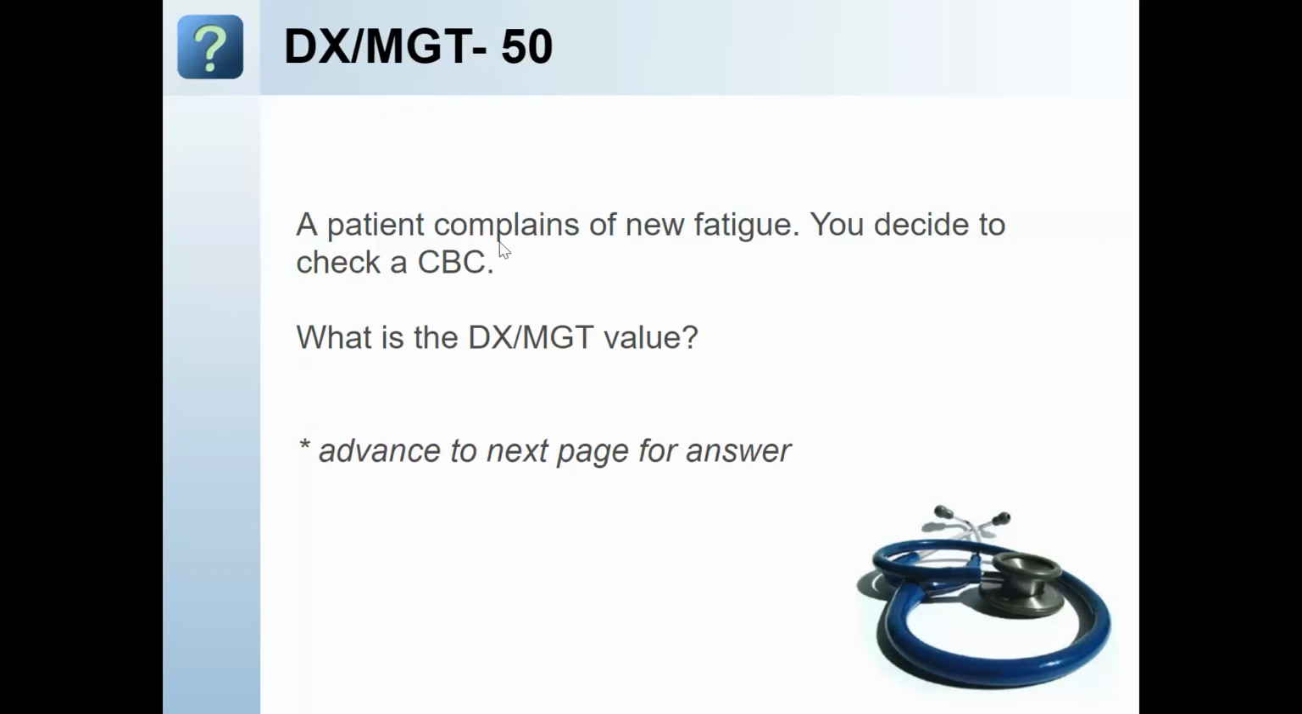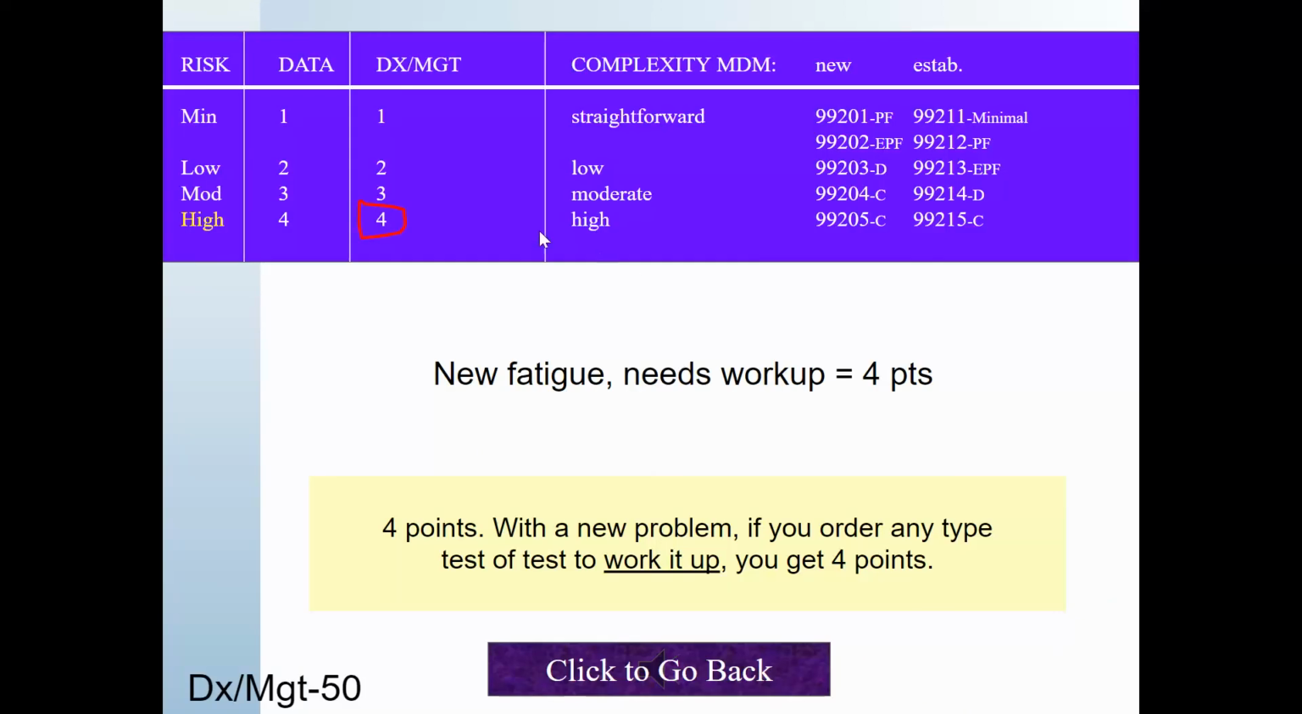A patient comes in complaining of fatigue, and you decide to check a CBC. What is the diagnostic management value? And as we've said before, new fatigue needs workup. You get 4 points. And you say to yourself, well, fatigue doesn't sound like a big deal. You're telling me that chest pain with shortness of breath needing a workup would be 4 points, but just fatigue, that equals 4 points too?